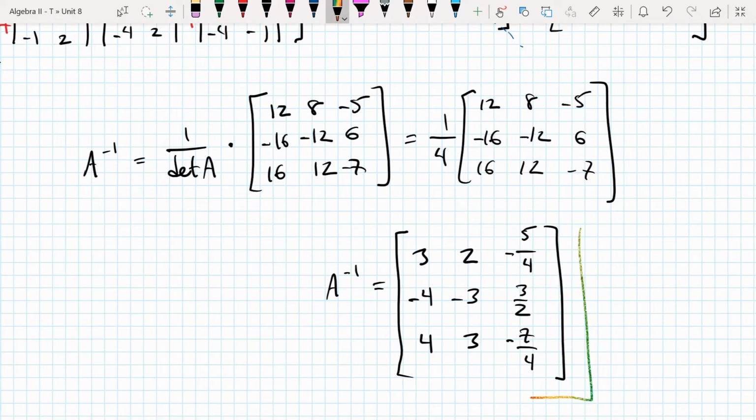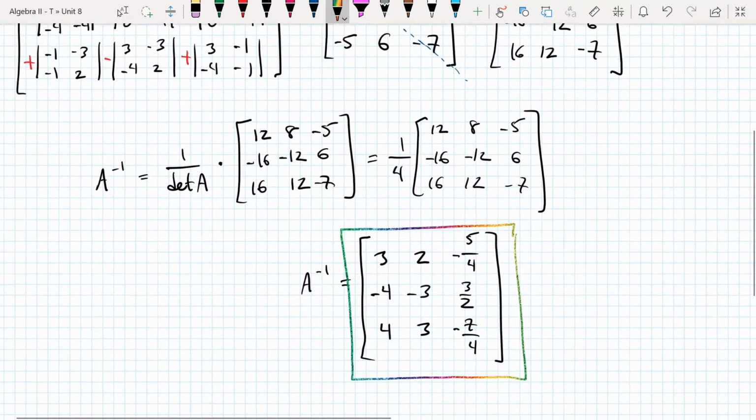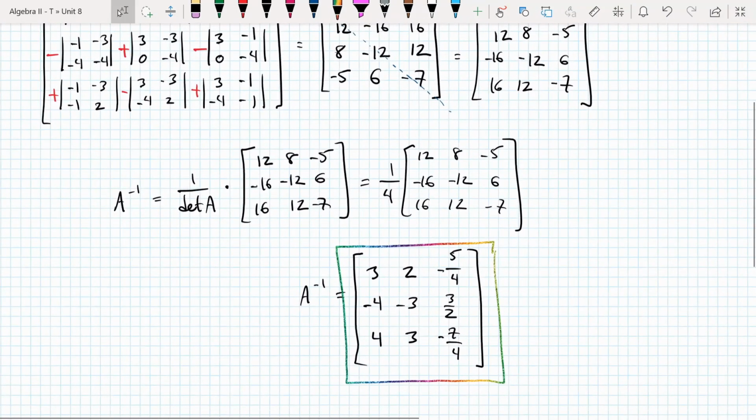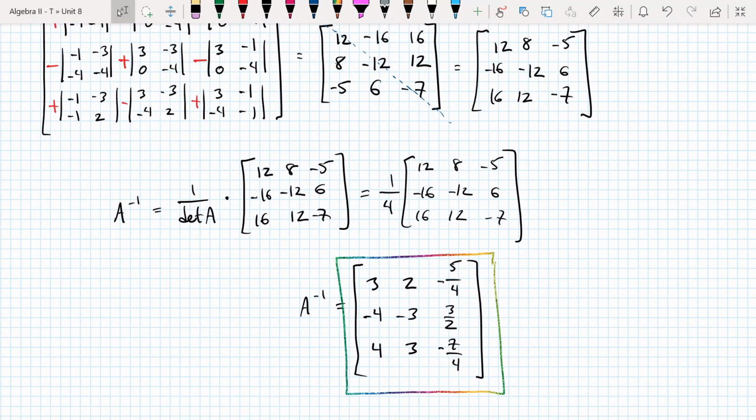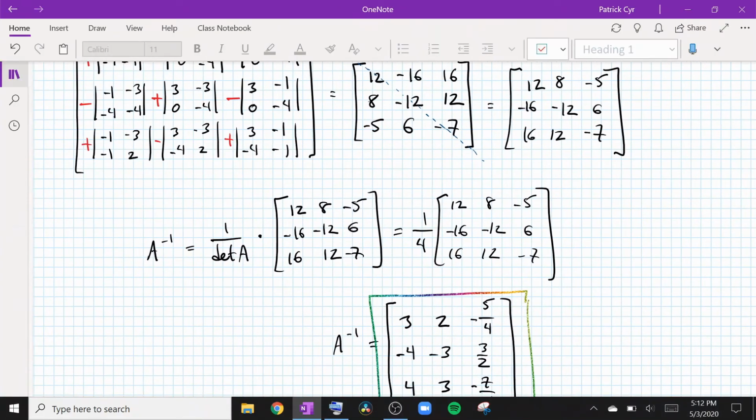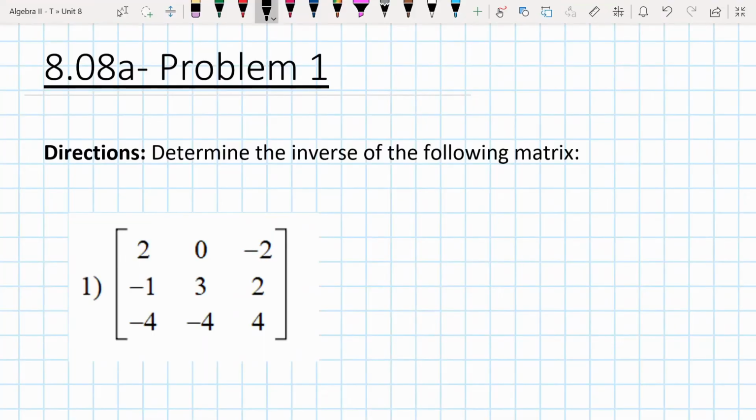Okay, so it's a lot of steps, but I'll go through one more just to give you a little bit more reference when you're trying to practice these. So problem number 1. Okay, problem number 1. So same thing with the last question. The first thing we want to do is find the determinant of this matrix. So it's a 3 by 3 matrix, and we're going to call this matrix A.